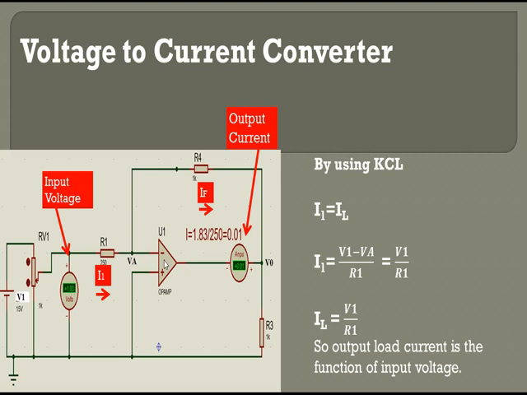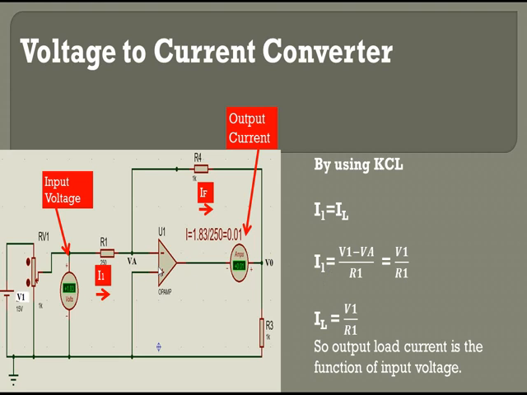Due to the high input resistance of operational amplifier, all the current entering the circuit does not enter inside the operational amplifier because of its high input impedance. All the current takes the path of feedback resistance. Then by using Kirchhoff's current law, current entering the node, I1, is the current leaving the node, that is IF, up to the load resistance. So I1 is equal to IL.